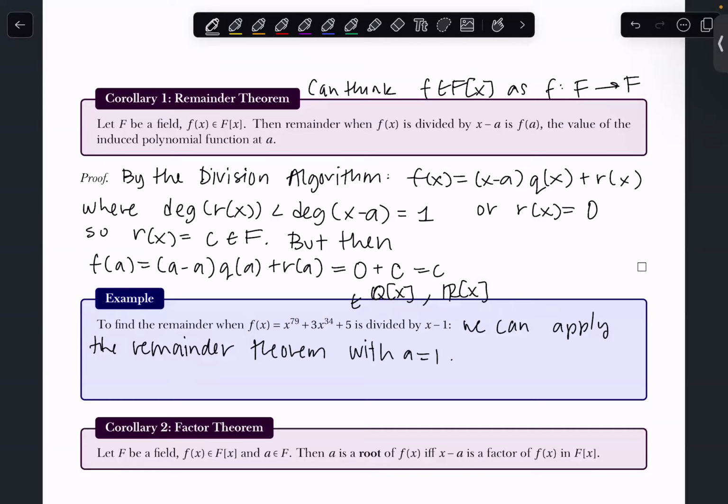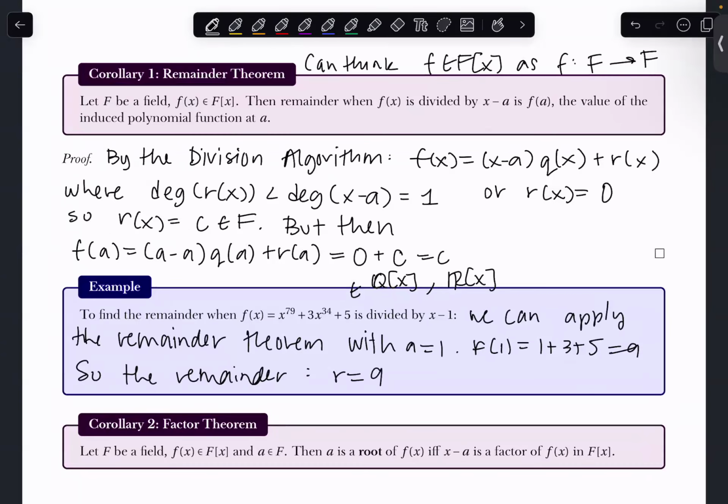Okay, so here all we need to know is, what is f of 1? Here we'll get 1 plus 3 plus 5, or we'll get back 9. So this immediately tells me that the remainder polynomial is the constant polynomial 9, which I can see as a polynomial with coefficients from the rational numbers. Again, I could have put real numbers here and it would still work out, because both of these give me back a field.